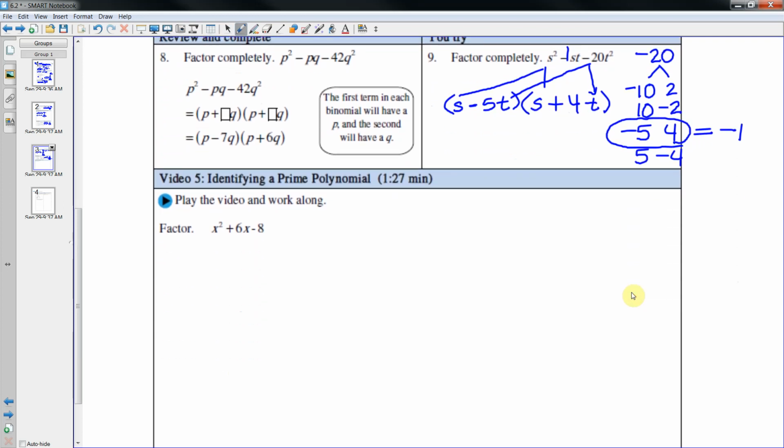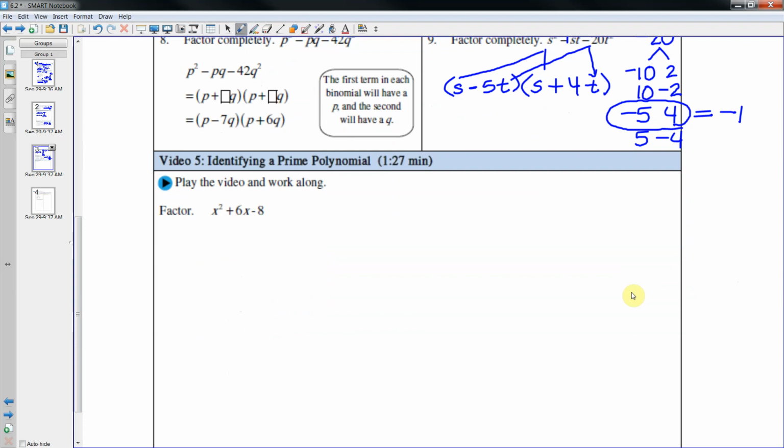Okay, let's look at the next one. Notice it says identifying a prime polynomial. So sometimes maybe there's not a combination that works. Let's see, we've got x squared plus 6x minus 8. There's no GCF. I've got 3 terms, and I have a 1x squared. So I'm looking for factors of negative 8. I start off with 1 times 8. One of those has to be negative, so negative 1 and 8, 1 and negative 8. Those add up to 7 and negative 7. I'm looking for a 6.